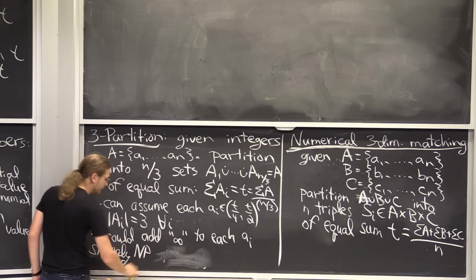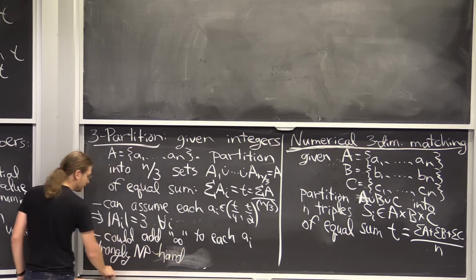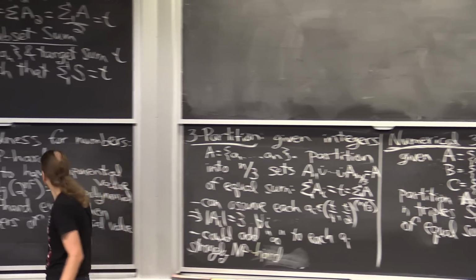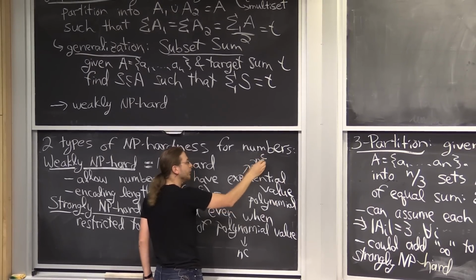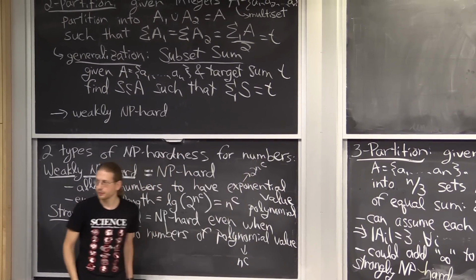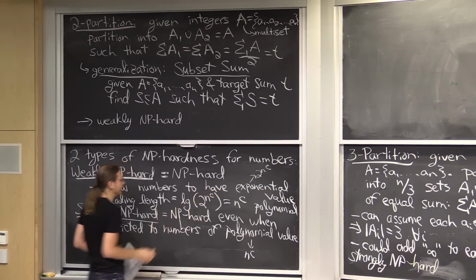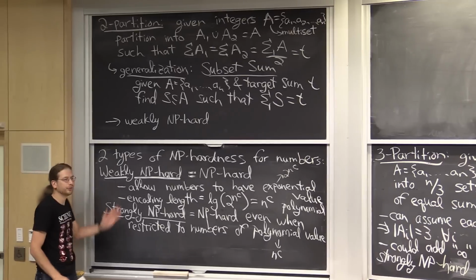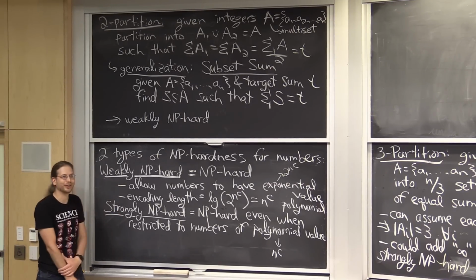I have a question. What do you mean exactly by numbers having exponential value? So again, exponential is like 2 to the n to the c. n is the number of numbers in your input. Okay. Yeah. So that's what I allow. I mean, this is what would be allowed if you didn't say anything, if you interpret complexity theory in a way that I haven't necessarily told you.